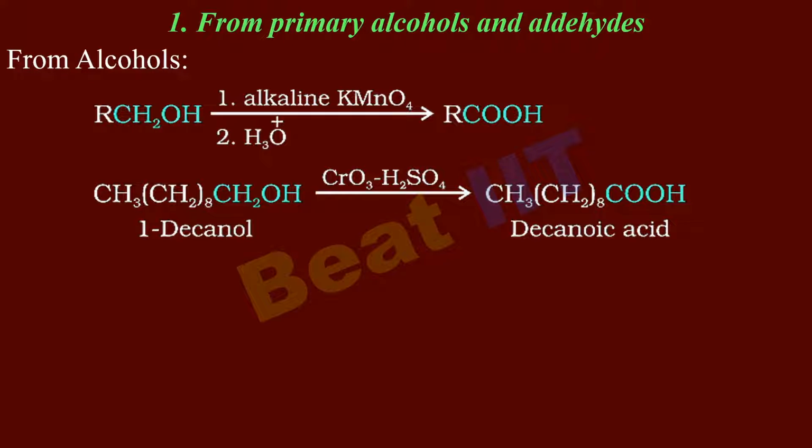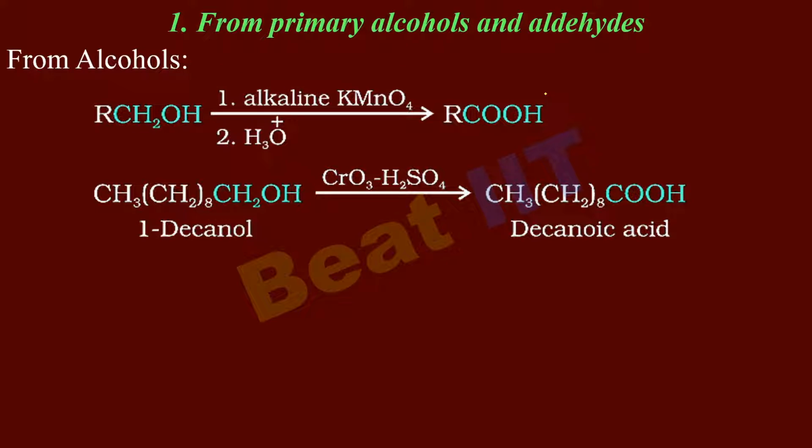The first one is from primary alcohols and aldehydes. First, from alcohols. This is the reaction you need to remember. Whether you use alkaline KMnO4 followed by hydrolysis, if you use this approach, 2 steps are there. You can write it in 2 steps, or you can write just 1 and 2. It indicates that first this reaction happens and then this reaction happens. You get acid, and this is oxidation.